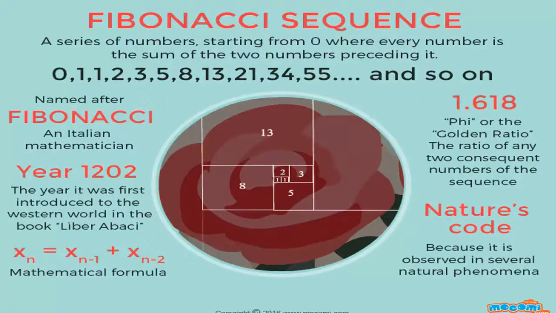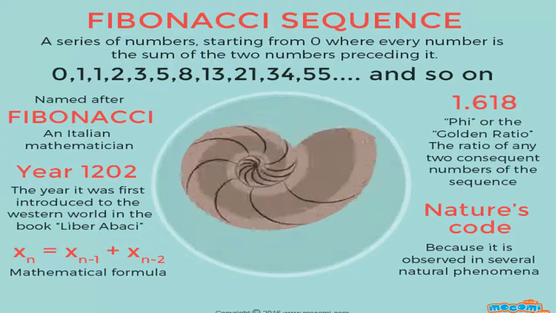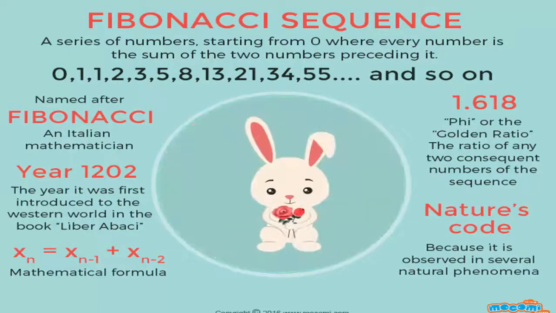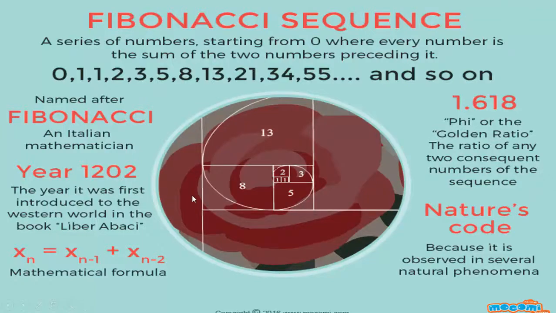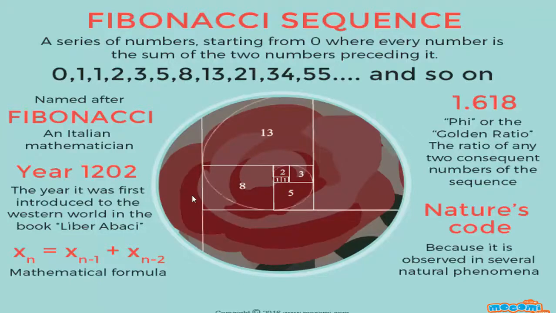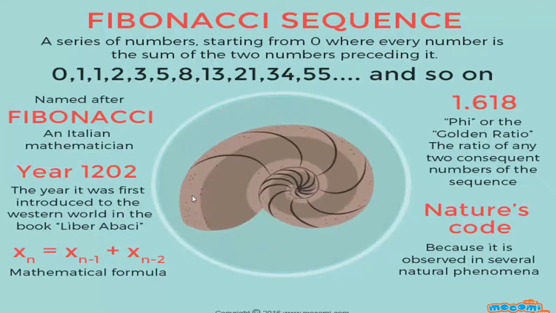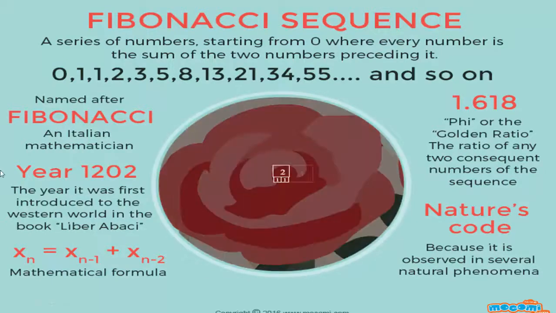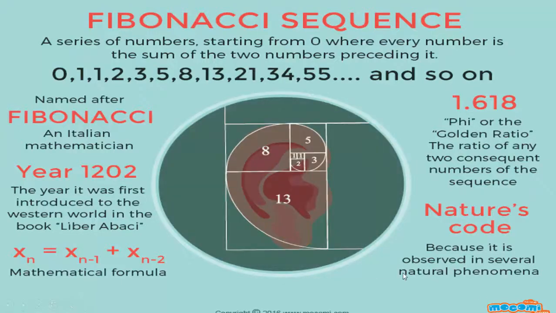Fibonacci Sequence. And this is the Fibonacci sequence. It's a series of numbers starting from 0, where every number is the sum of the two numbers preceding it. So here is the Fibonacci sequence, and it was named after Fibonacci, an Italian mathematician. In the year 1202, it was first introduced to the Western world in the book Liber Abaci. And this is the mathematical formula for it, and we're going to go more into some of these other things.